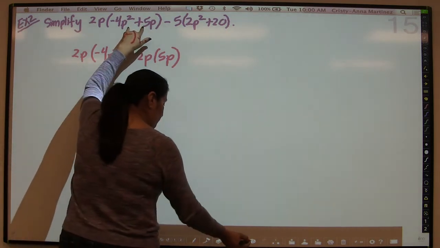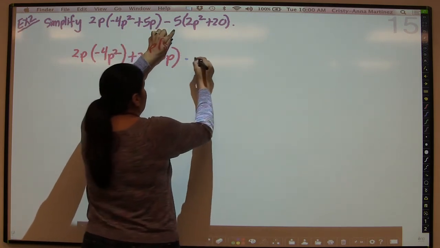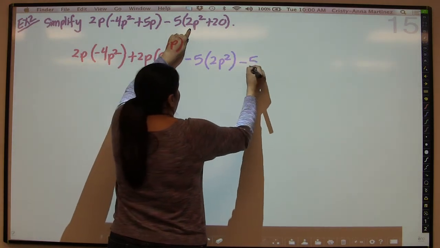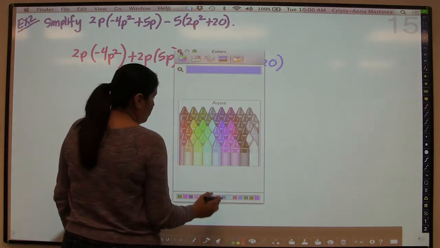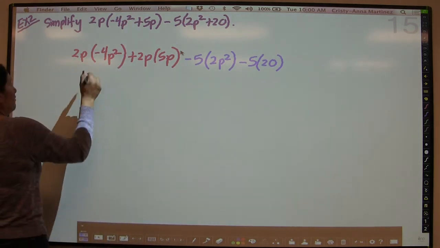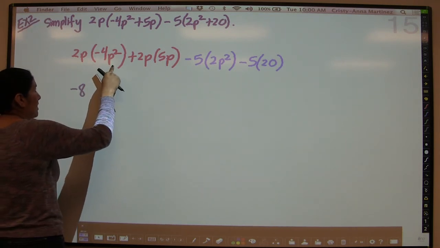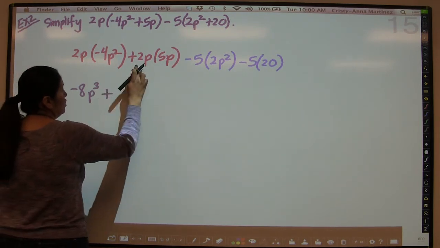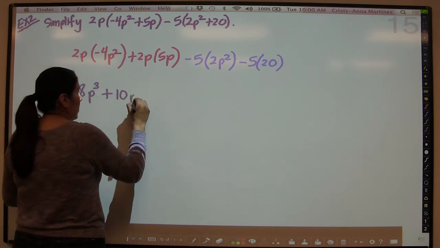But at the same time, we also want to do the same for the negative 5. We want negative 5 times the 2p squared, and also negative 5 times the 20. Okay? So, here we have 2 times negative 4 is negative 8. And p to the 1 power times p squared, you're going to add those exponents. So 1 plus 2 is 3, so we're going to get p cubed. And then we're going to have plus 2 times 5 is 10. And p times p is 1 and 1, so we're going to get p squared.